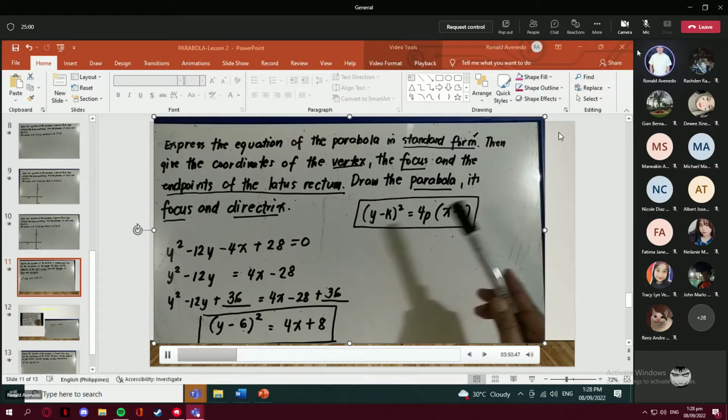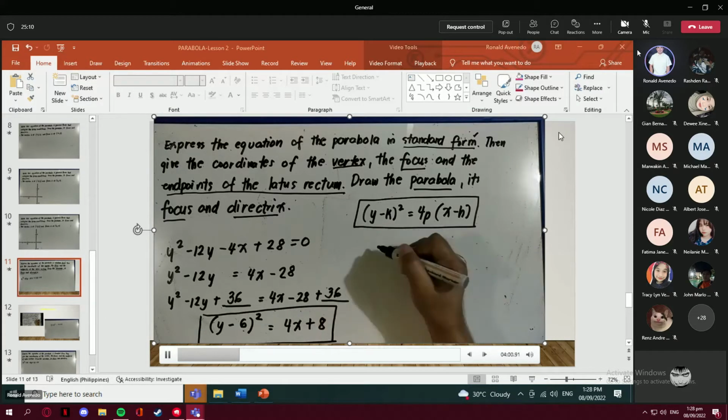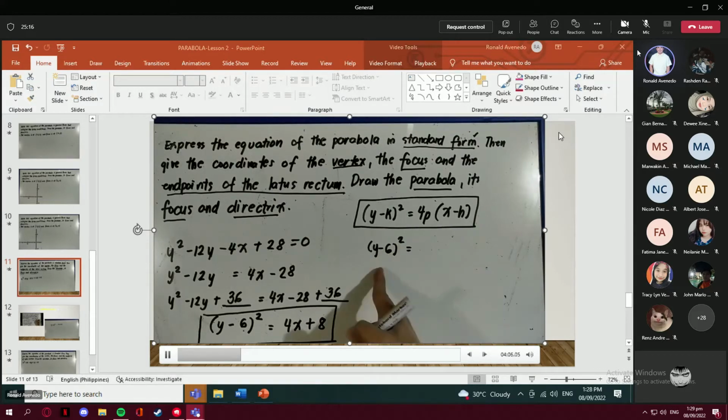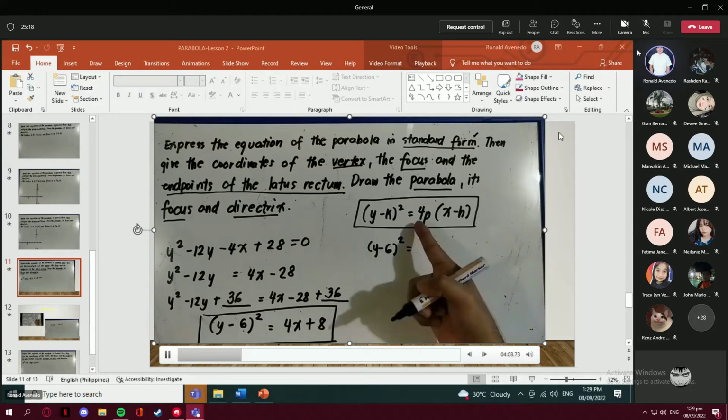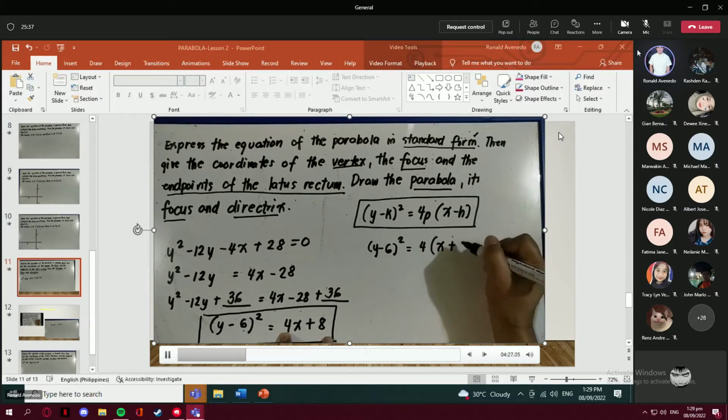The y minus k squared is equal to 4p times x minus h. The left side of our equation is already done. So we have y minus 6 squared. Tapos na to. But the right side, we need to have a constant 4. So dapat meron tayong 4 dito. And look at our right side. 4 is common to 4x plus 8. So factor out 4. May iwan ang x. Then sa 8, may iwan ang 2.